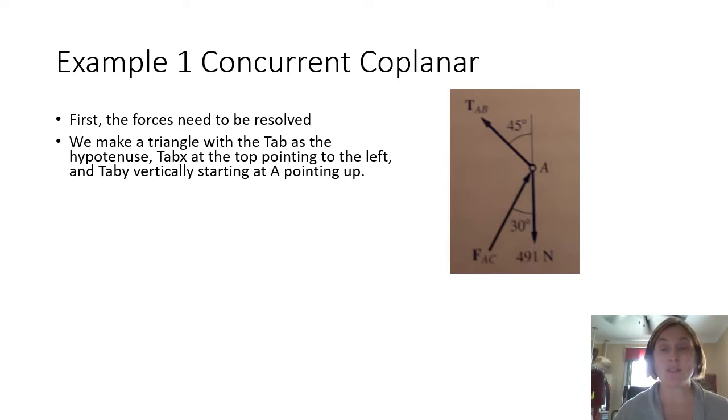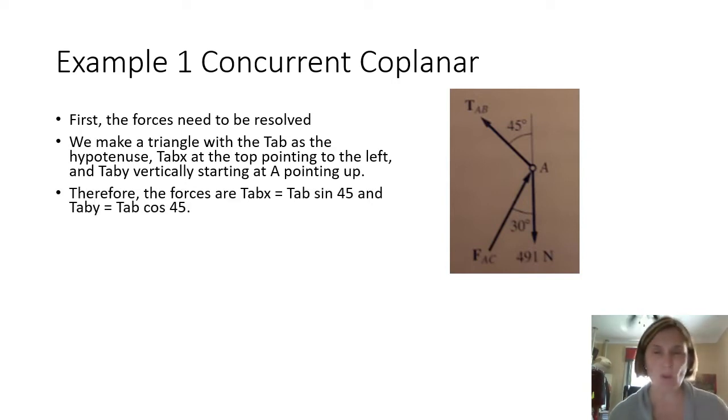Okay, so for the top, we're going to make a triangle. TAB is the hypotenuse. TABX is pointing to the left because this is pointing to the left. And then TABY is going to be pointing up, that's that side of the triangle, because that is also pointing up. So when we do that, TABX is going to be TAB sine 45 because it's opposite, okay? And then TABY is going to be TAB cosine 45 because it's next to it.